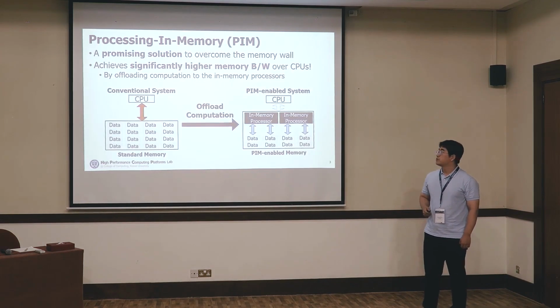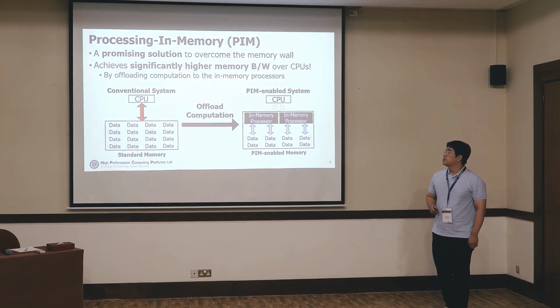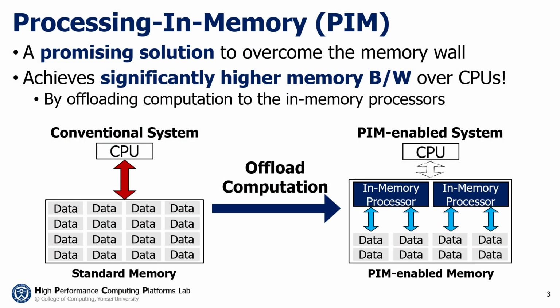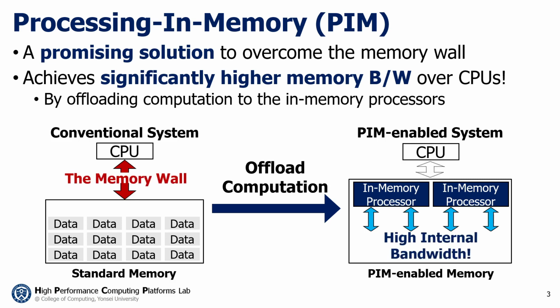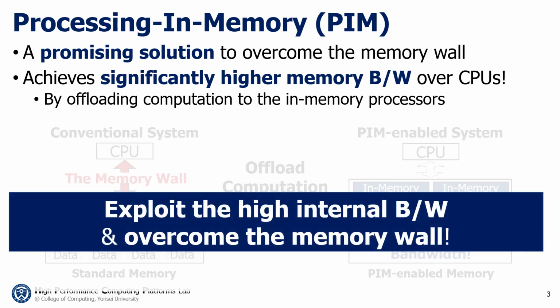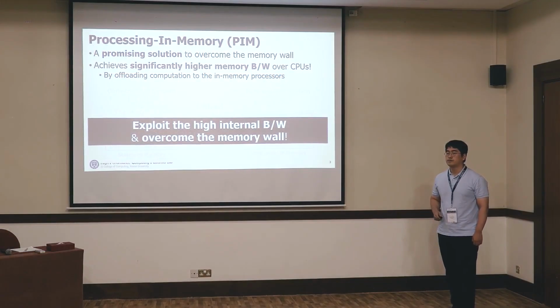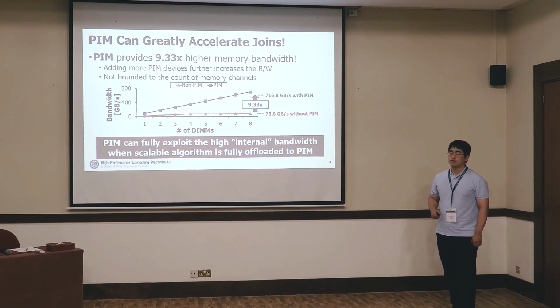Processing in memory is a promising solution to overcome the memory wall, since PIM can achieve significantly higher memory bandwidth than CPUs. In a conventional system, the data has to traverse a long path from the memory device through the entire cache hierarchy of the CPUs. However, PIM-enabled systems can access data directly in the memory device, and multiple in-memory processors can access data in parallel. By doing this, PIM can exploit the high internal memory bandwidth and work around the memory wall. So we set our goal as enabling fast in-memory joins on PIM-enabled DIMMs.